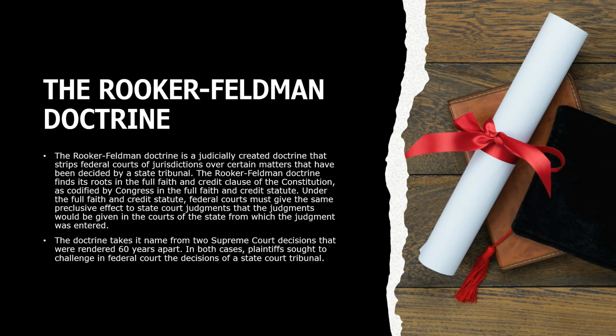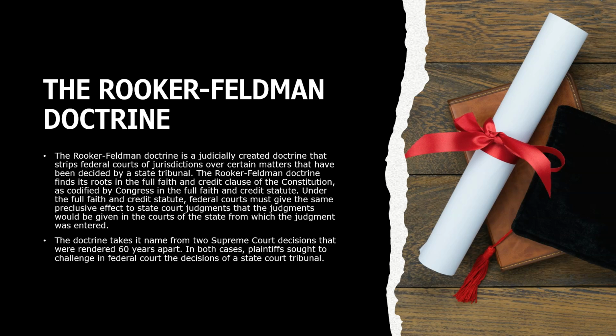Now, the Rooker-Feldman Doctrine is a judicially created doctrine that strips federal courts of jurisdiction over certain matters that have been decided by a state tribunal. The Rooker-Feldman Doctrine finds its roots in the full faith and credit clause of the Constitution, as codified by Congress in the full faith and credit statute. Under the full faith and credit statute, federal courts must give the same preclusive effect to state court judgments that the judgments would be given in the courts of the state from which the judgment was entered.